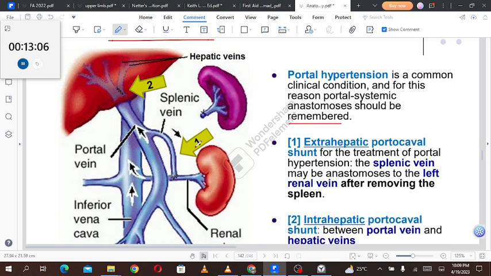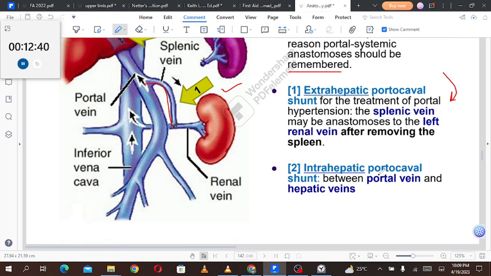Number one, extrahepatic portocaval shunts. For the treatment of portal hypertension, the splenic vein may be anastomosed to the left renal vein after removing the spleen. So we are removing the spleen, so we have to do something with the splenic vein. So we anastomose the splenic vein with the left renal vein. So there is a direct connection between the left renal vein and the portal vein, right?